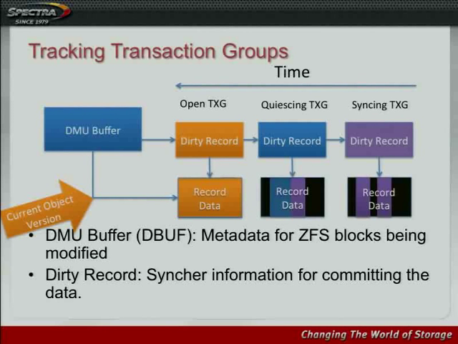This pointer here is the current version. So ZFS is always tracking kind of what the head of the file system looks like in core. And that's where readers come in. The readers always come in and see the head version of the file system.